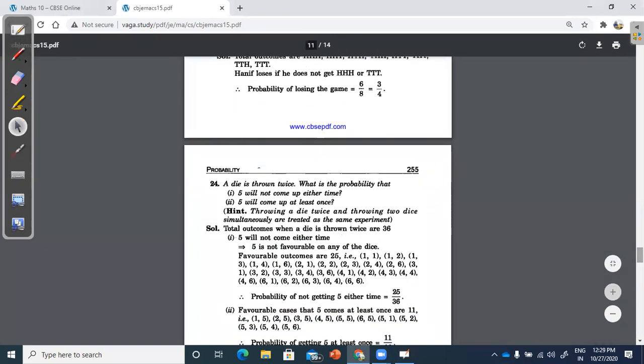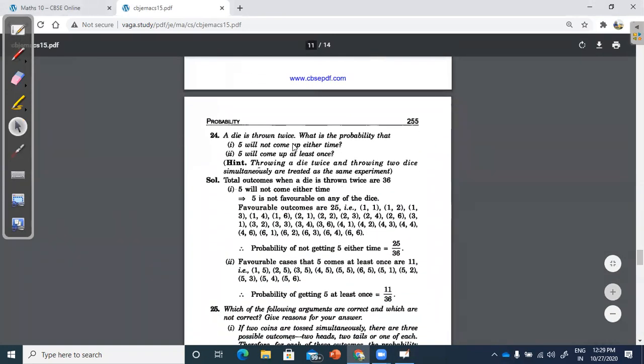Okay, so we go ahead. This will be question number 24. Now a die is thrown twice. We can refer to the table that we made. What is the probability that 5 will not come up either time and 5 will come at least once?